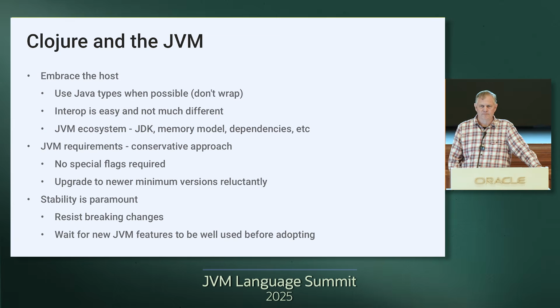So our approach to the JVM, I thought I should cover this since we're here at the JVM Language Summit. The general approach is to embrace the host. So we try to use Java types when possible. We don't like wrap strings or wrap lists or things like that. We try to use all of the basic numeric types. Clojure types implement the appropriate Java interfaces when necessary. Clojure functions implement Runnable and Callable. Clojure collections implement List and Map and all those kinds of things.